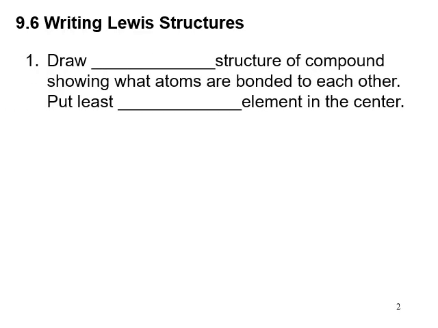Writing Lewis structures. So how do you write a Lewis structure? Well, the first thing you want to do is draw what's called the skeletal structure of the compound. Like I did for water, I just drew who it was made up of and who was in the middle, which element, showing what atoms are bonded to each other. Put the least electronegative element in the center.